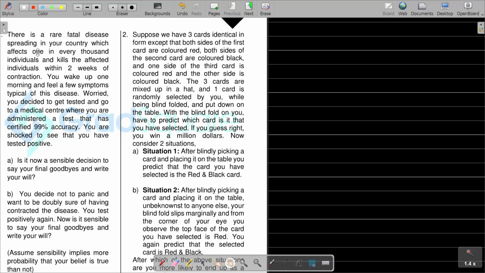Let me tell you, everyone who said situation 2, maybe they are right. Okay, let's calculate. First situation 1. Tell me what is the probability that the card that you've selected is one side red and one side black. This should be very, very simple. Does not require any kind of calculation. So everyone will agree with this, right? This is 1/3.